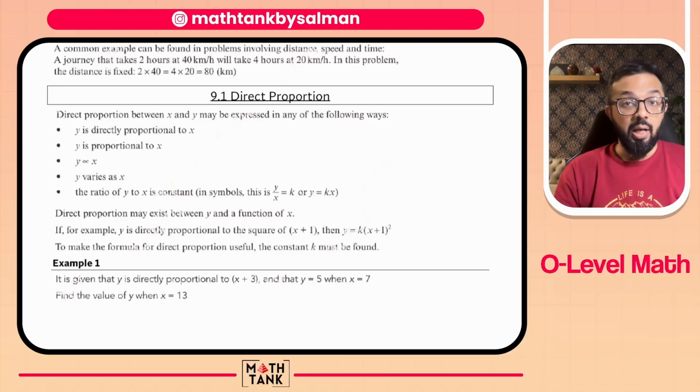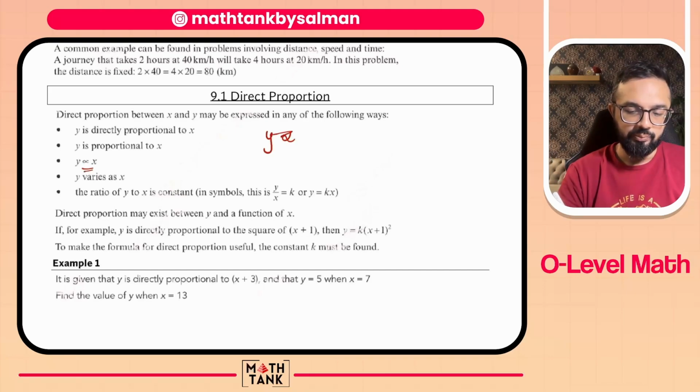I can state that in a question in different ways. For example, a direct proportion between x and y may be expressed in any of the following ways. Y is directly proportional to x, it means the same thing. Y is proportional to x, it means the same thing. You see the symbol, this indicates a direct proportion. It's written like that, and I'm going to usually write it like that. Y varies as x. The ratio of y to x is constant.